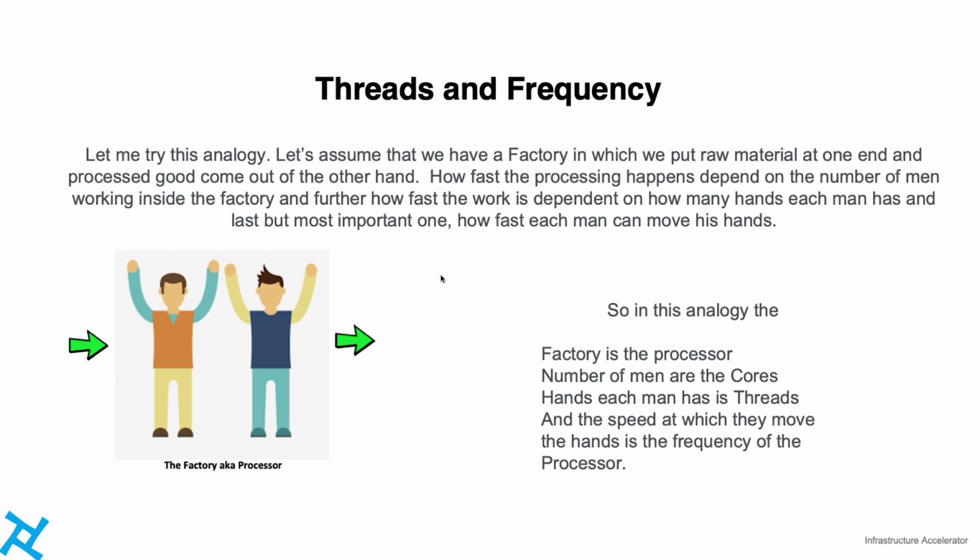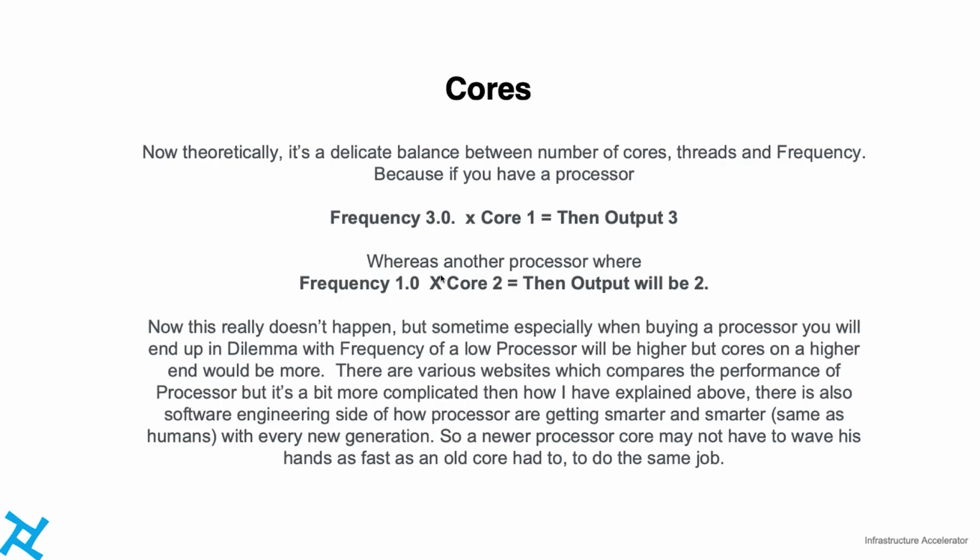I don't think there are more threads available than that, but mostly each core has two threads. So this example is perfect. Each man is a core. His two hands are the two threads which are there in that CPU, and the speed at which these men can move their hands is the frequency of the processor. Hope it makes sense to you.